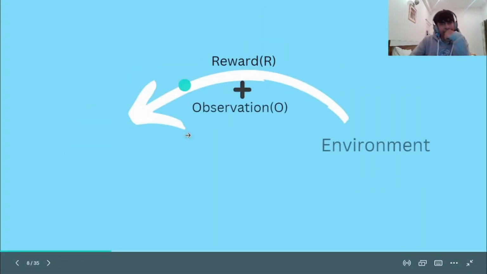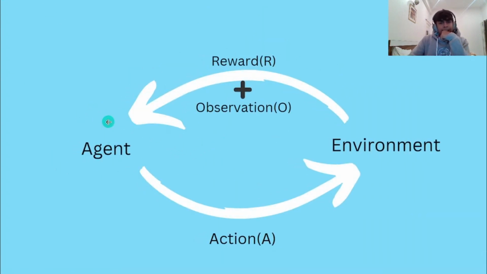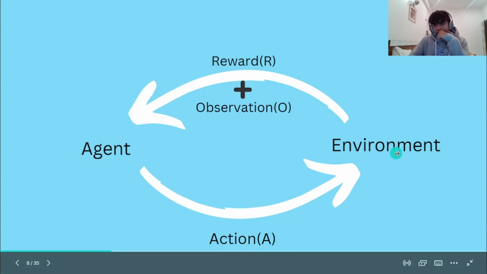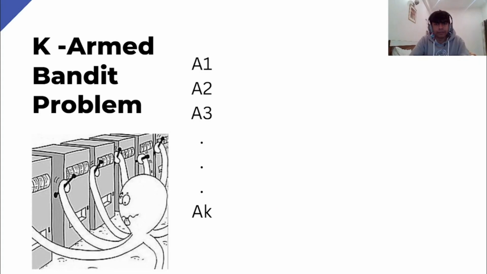So let's generalize this whole cycle into a more formal language. The agent performs an action A on the environment. The environment in turn feeds the agent with a reward R and an observation O.